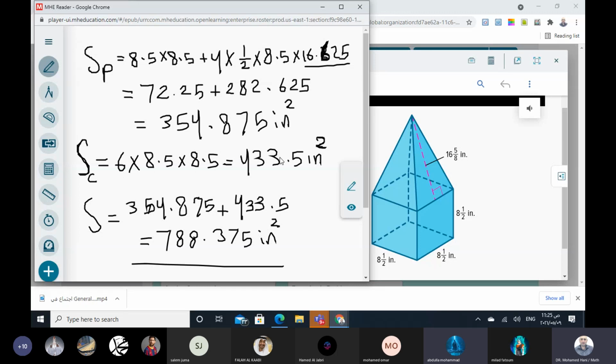Mr., you wrote here SC, then you put inch 2, and you put cube not square because there are three digits. Because here we have surface area, we want to find the area of the surface. The area of the surface has two dimensions, length times width, so it is measured by squared, but just the volume is cubic. Then you add 345.875 plus 433.5, and the answer is inch squared. Inch plus inch is squared. When you want to find the volume, you measure the volume by cubic because the volume has three dimensions. But when you want to find the surface area, the area is always measured by squared because it has two dimensions. Okay, Abdullah?